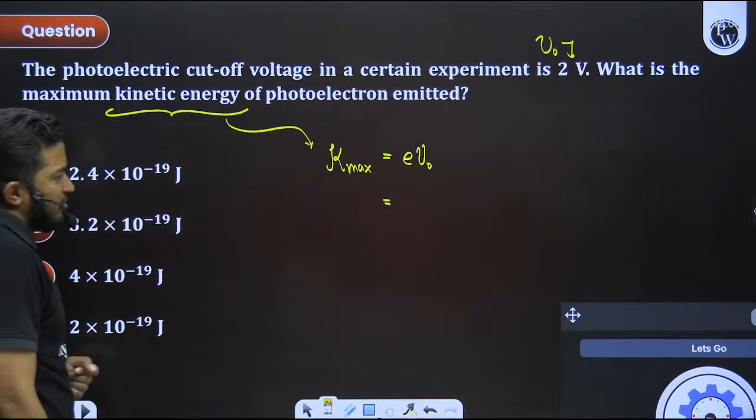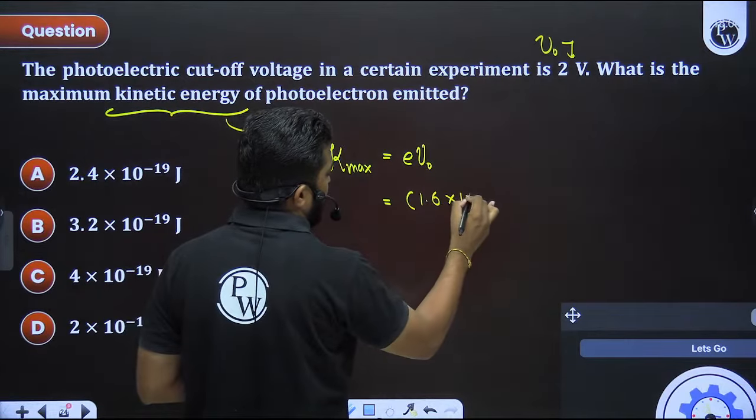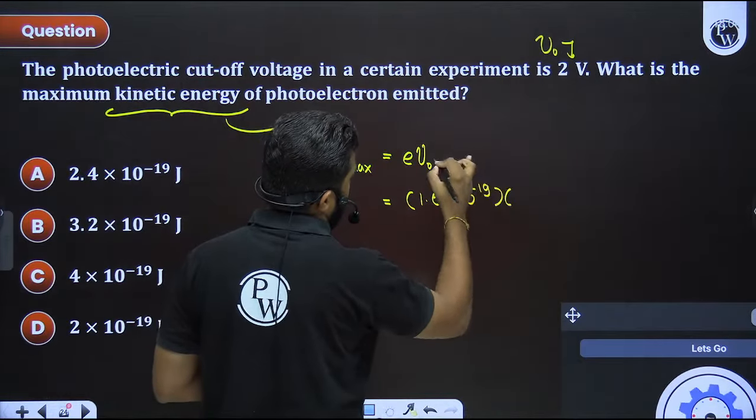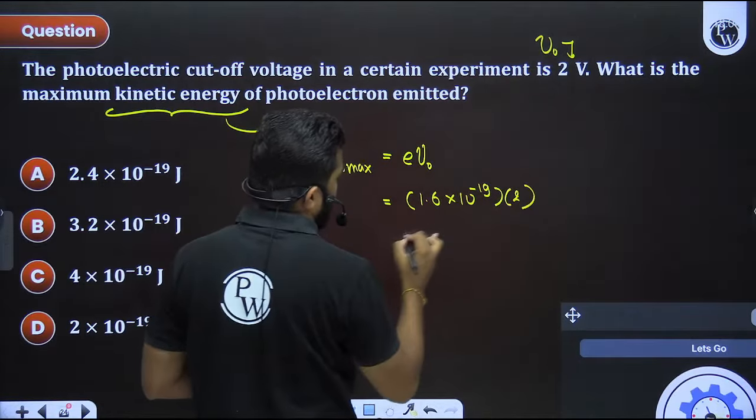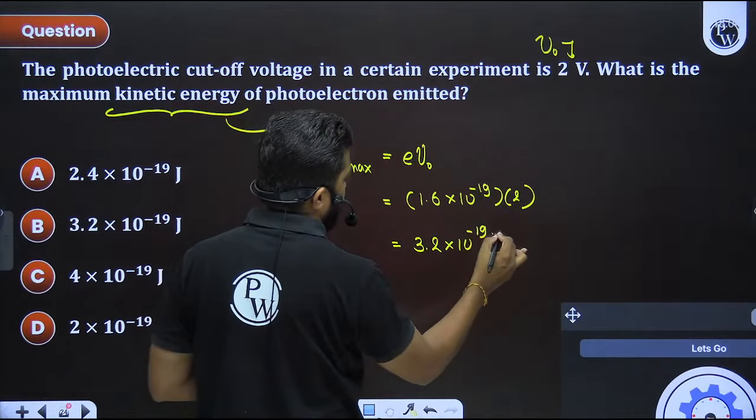Now just check the options. Answers are available in joule. So put the value of e in joule, 1.6 into 10 raised to minus 19, and the value of cutoff voltage as 2 volt. So finally, 3.2 into 10 raised to minus 19 joule.